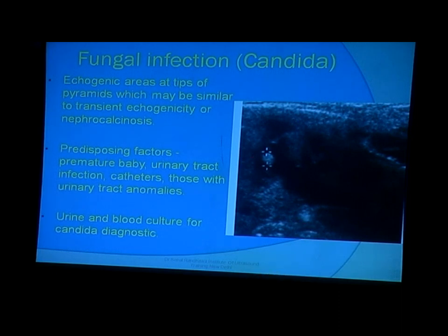This may be a fungal ball, candidal infection in the kidney. It may give you multiple white areas, and in fact, they can be confused with something we call angiomyolipomas. They are also bright, but angiomyolipomas usually occur in the cortical region. So you have to keep this in mind. Predisposing factors, we all know candidiasis is not uncommon in infants.